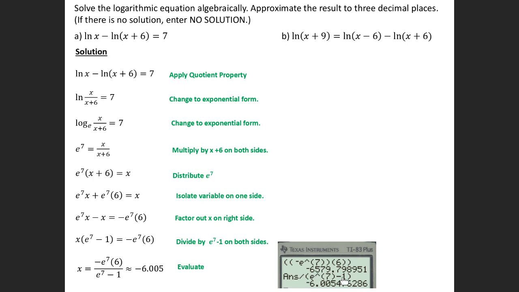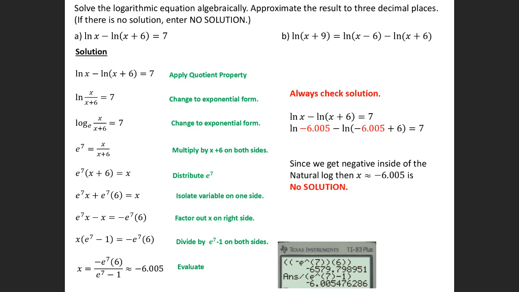Okay, and if I plug that into my calculator, I get negative 6.005. Okay, and on this particular problem, I started by using my quotient property. Now let's look at this part B.